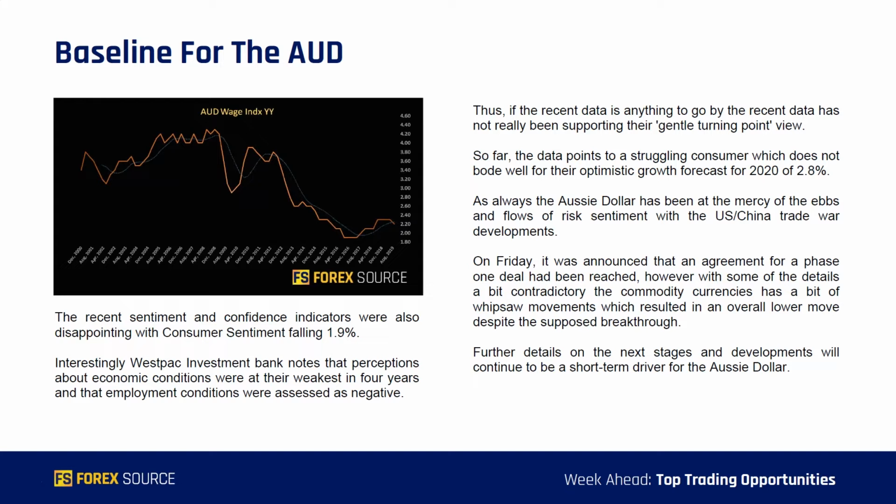Now, as always, we have also seen the Aussie dollar being at the mercy of the ebbs and flows from the risk sentiment with the ongoing trade negotiations between the US and China. Now, on Friday, it was announced that an agreement for a phase 1 deal has been reached. However, with some of the details a little bit contradictory, the commodity currencies like the Aussie and the Kiwi had a little bit of a whipsaw move, which resulted in an overall lower move despite the supposed breakthrough.